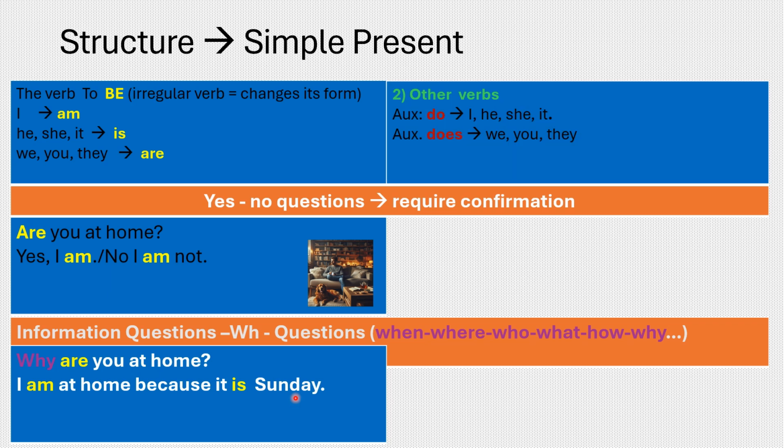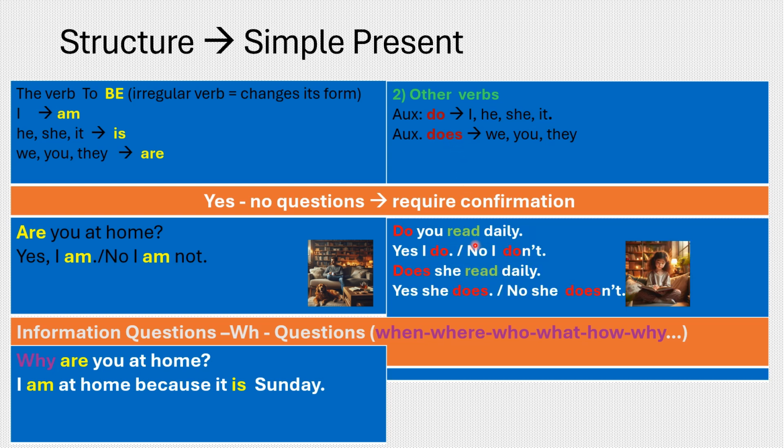Let's see what happens to the other verbs. For the yes/no questions, we will use the auxiliary do or does, depending on the subject. For example, do you read daily? Yes, I do. No, I don't. We have another example. Does she read daily? Yes, she does. No, she doesn't.